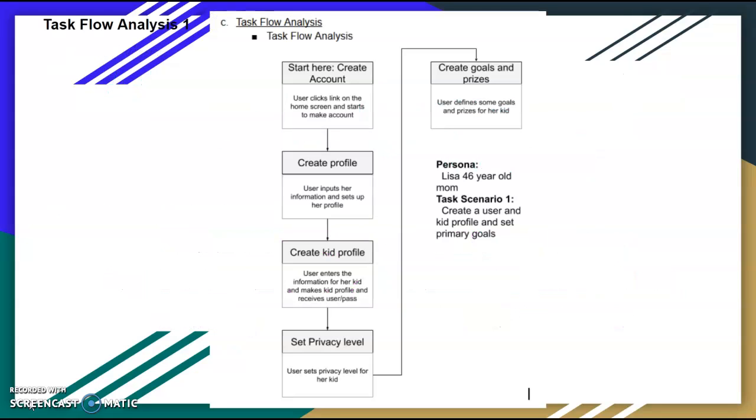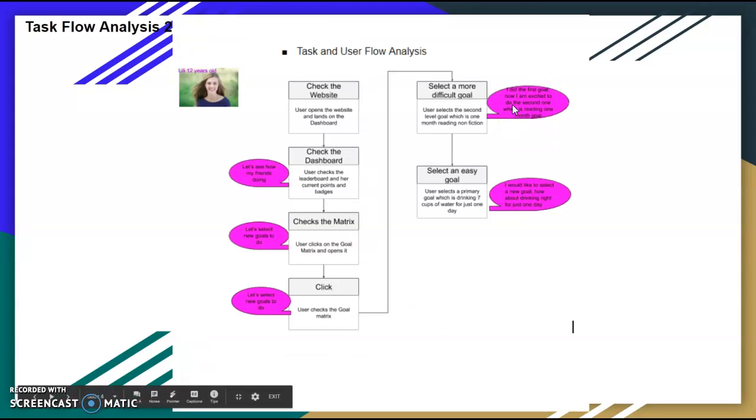This is the task flow analysis for Lisa, who is a 46-year-old mom. She tries to create an account for herself and then for her daughter. So she clicks on creating account and then comes here, and then she creates an account for herself, and then she creates an account for her daughter, and then she sets the privacy level for her daughter, and then she sets goals and prizes for her daughter.